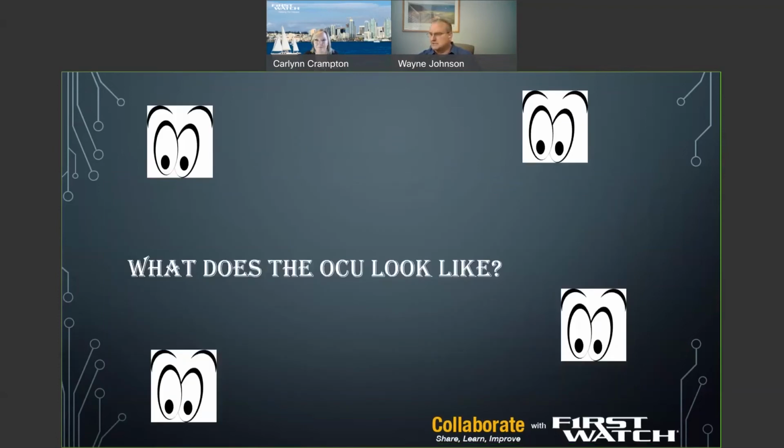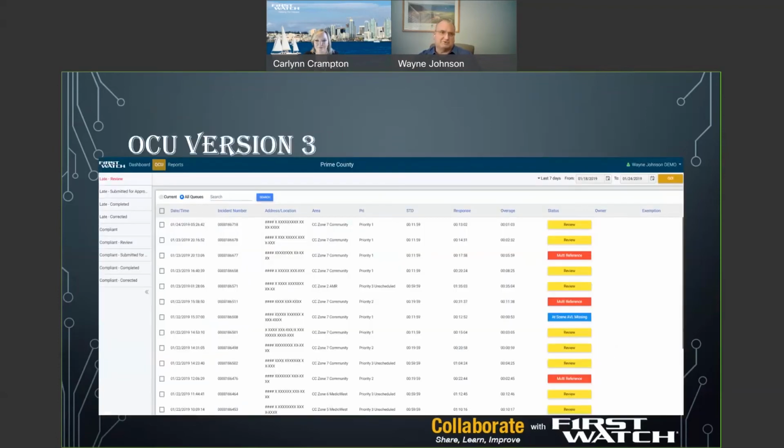So what does it really look like? And that's kind of the fun part, right? So here it is, you open it up, and voila, you've got yourself what we call queues on the left, and these are the buckets where all your calls go into. If you had compliant calls from the get-go, it goes into a compliant queue, and it just sits there and there's nothing for you to do.